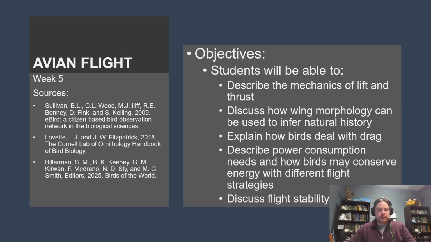Okay, so today we're going to talk about avian flight. This is chapter 5 in your book, which goes over the mechanics underlying lift and drag, flight efficiency, the morphology of the wing and how that affects flight, and flight stability.